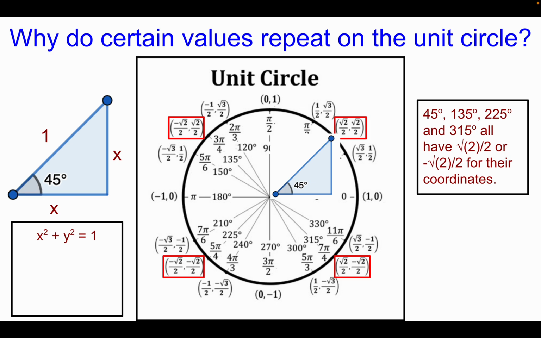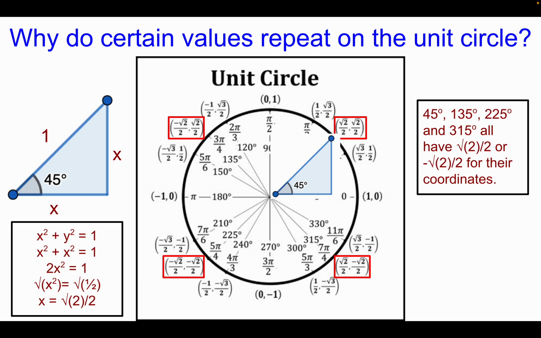But really, these x and y are the same length, so we can say that x squared plus x squared equals 1. If we combine like terms, we can say that 2x squared equals 1. Then we can divide both sides of the equation by 2, and we'll get x squared equals 1/2. And then to solve for x, we will take the square root of both sides of the equation. And that will give us square root of 2 over 2.